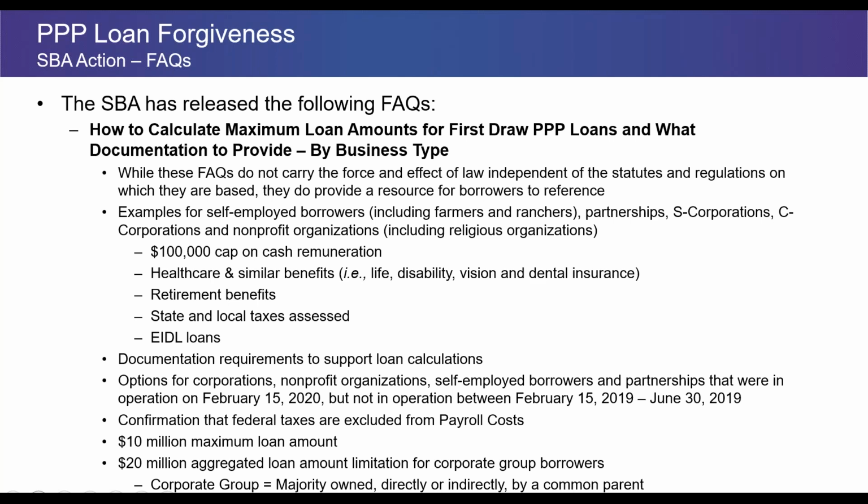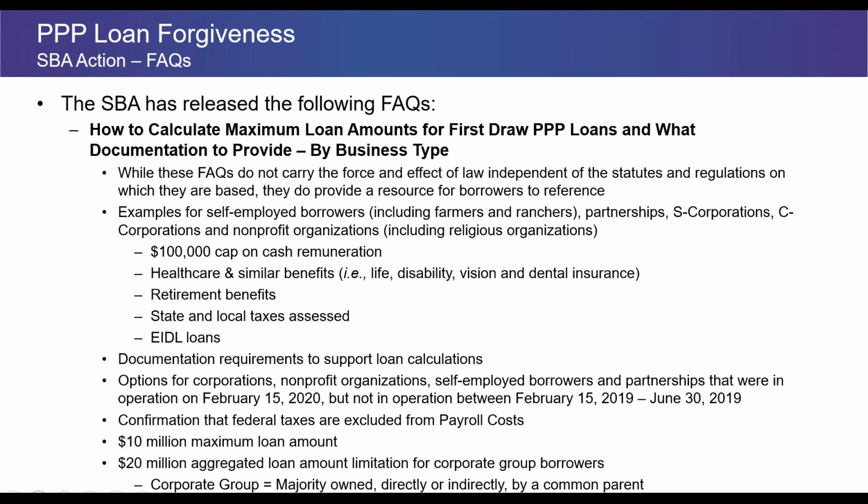the SBA issued 2 FAQs, both of which you'll see in our handout section. It says SBA first draw and second draw FAQs. The first one is entitled How to Calculate Maximum Loan Amounts for First Draw PPP Loans and what documentation to provide by business type. And I just want to emphasize that these are not the law, but they can be a good reference point for borrowers. So just keep that in mind.